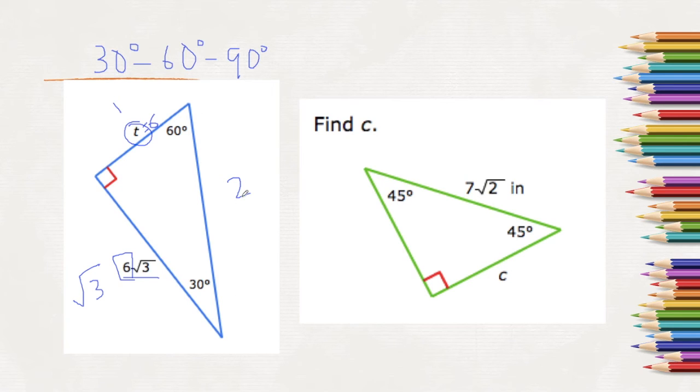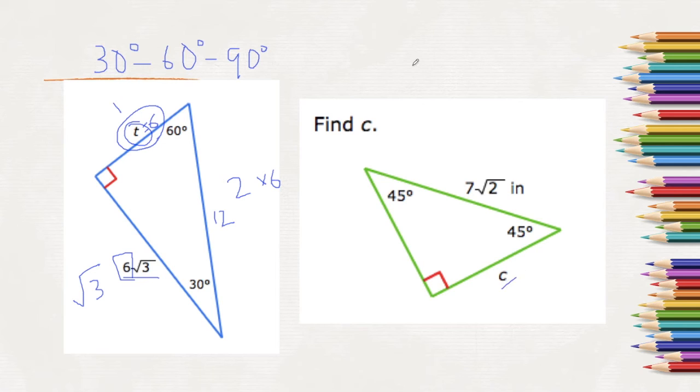Let's just find the hypotenuse as well. What can we multiply by 2? We multiply by 6 because 6 is the ratio between that original 1, 2, root 3 triangle and this new triangle here. They are similar triangles.